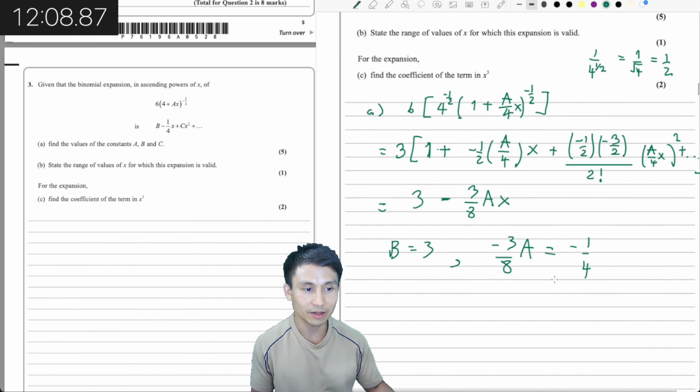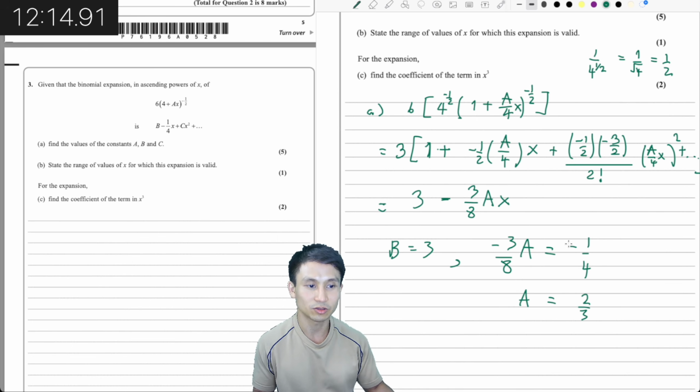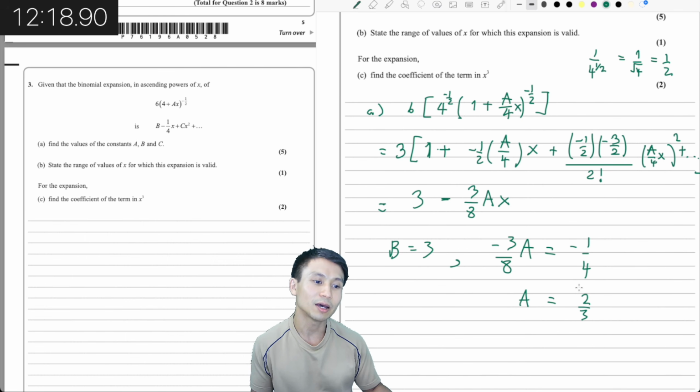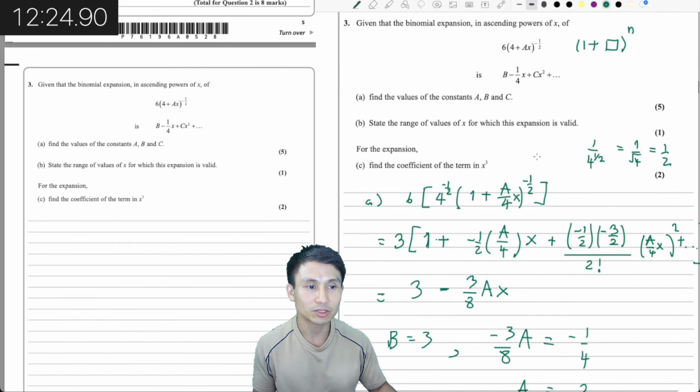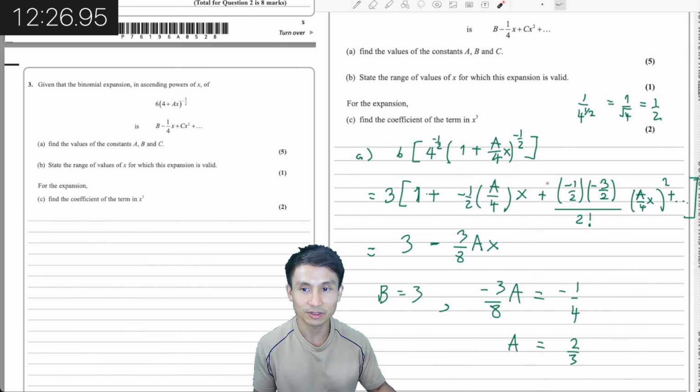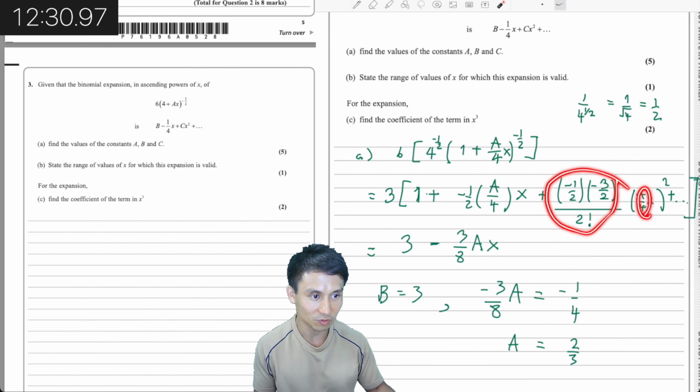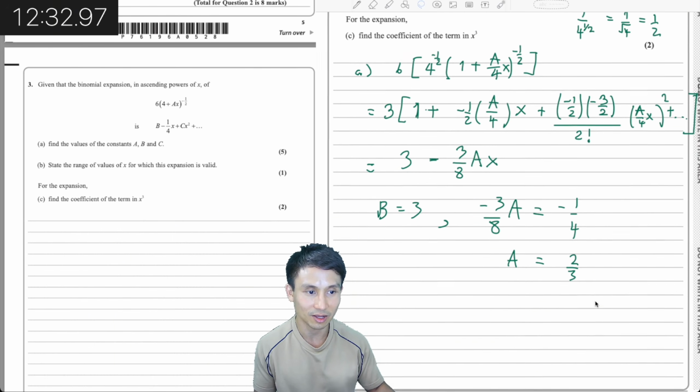And that is telling me that if I solve this equation, I'm going to get a. So a is 2 over 3. Just moving everything to the other side, isolating a. Yeah, I think I'm cool with that. Okay, so a is 2 over 3. And then what about c? Well, c is the other term, the term in x squared here. So we've got to compare this coefficient with that, and we're going to get the answer there.